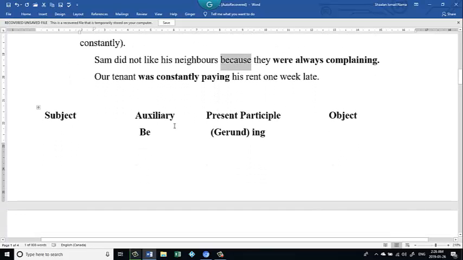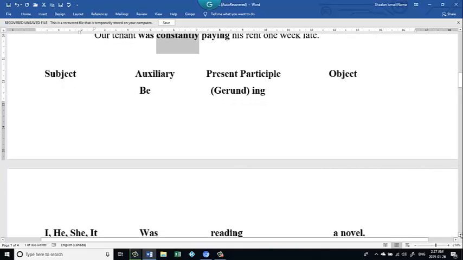Okay, let's go to the second one. Our tenant was constantly paying his rent one week late. Here is past continuous. Why? Because I have was, then I have paying, the ing form, verb with ing. Then here I have an adverb of frequency. We use this adverb of frequency after the auxiliary verb and before the verb. When we come back to this, I'm going to explain it in more detail.